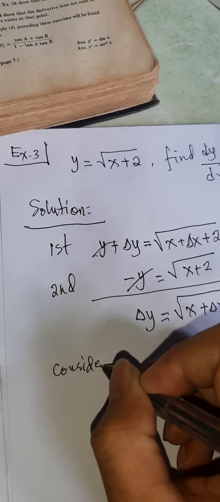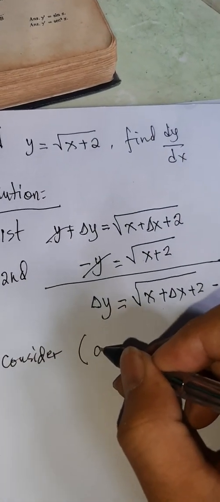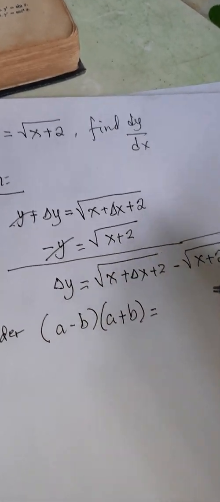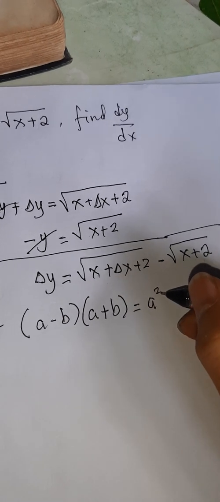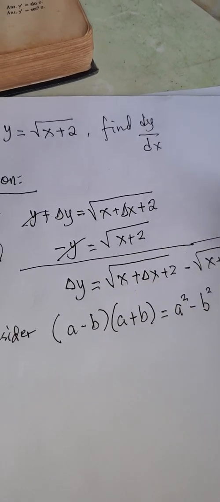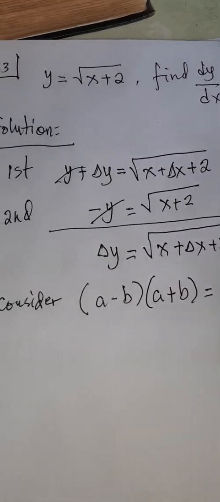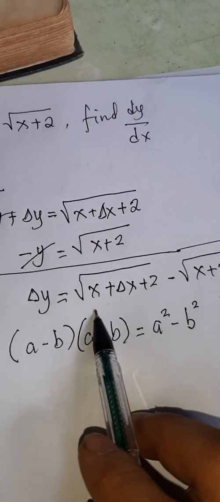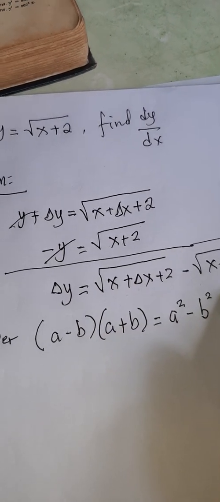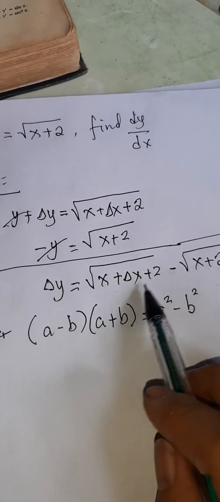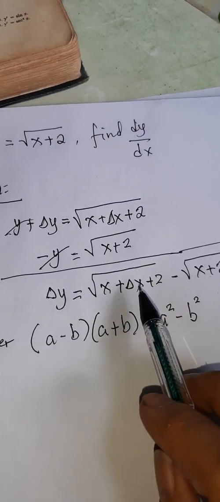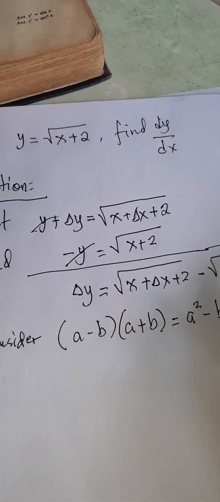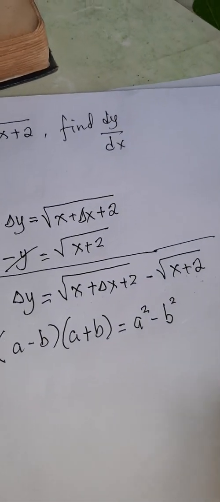Pag kinonsider natin yung product ng a minus b times a plus b, magre-result ito sa difference of two squares. Doon sa given, i-consider natin to as a, ito yung b, a minus b. Ang kailangan lang natin gawin ay i-multiply at i-divide ito ng a plus b, then divided by a plus b. Parang 1 din yung minultiply natin.